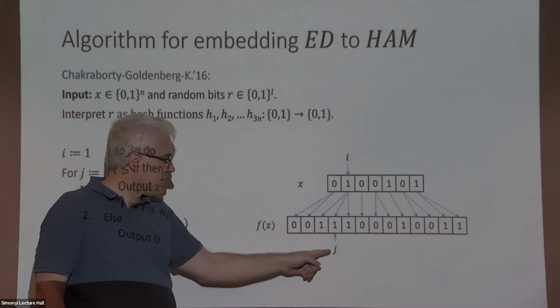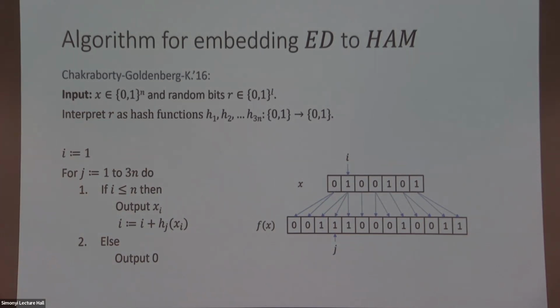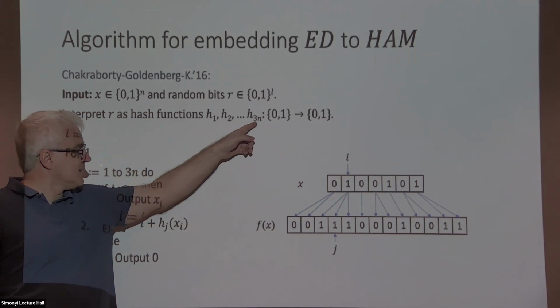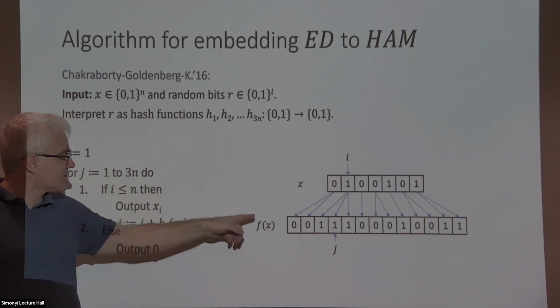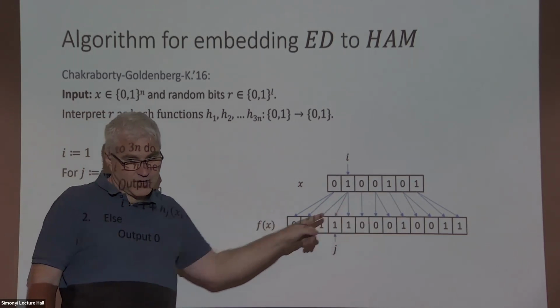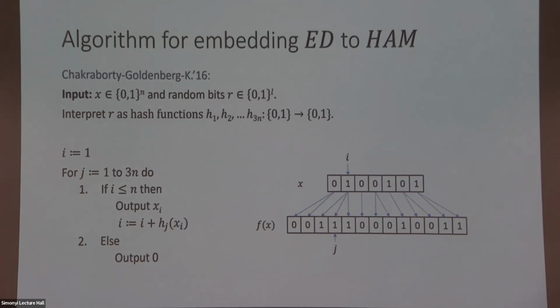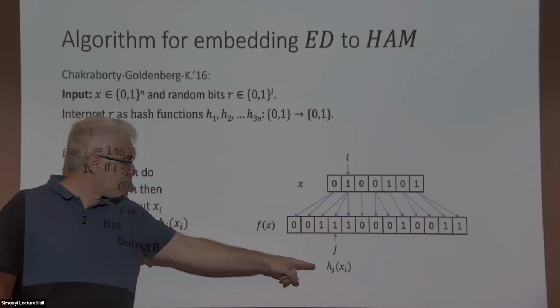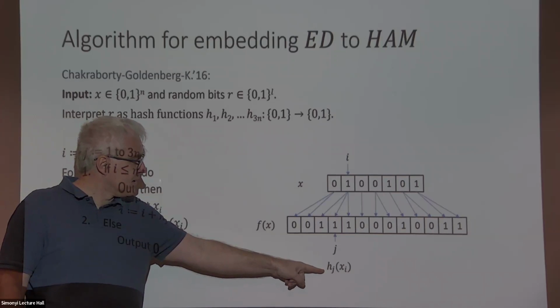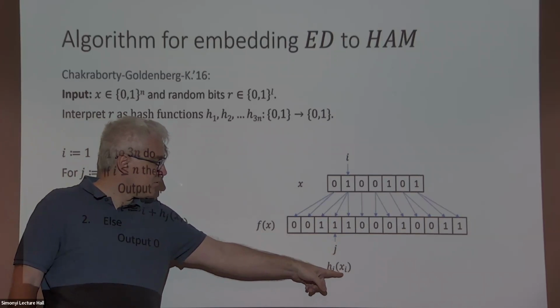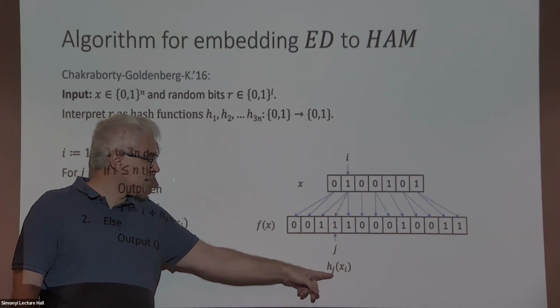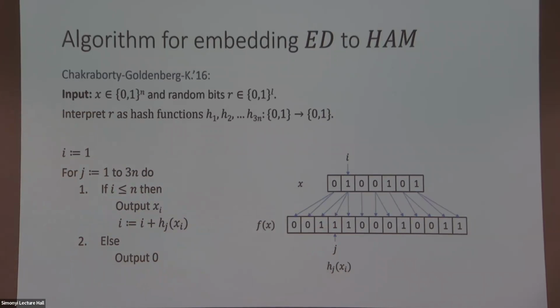So I have some indices i and j, and I will use some hash functions, h1 up to h3n. Each hash function is for a particular output position. For each output position, I have a hash function, and that hash function tells me whether I should move in x to the next symbol or not. So I apply the hash function on the output bit I just output. This is the j-th output bit, so I apply j's output hash function. If it tells me 0, then I stay where I am, and if it tells me 1, then I move to the next bit.